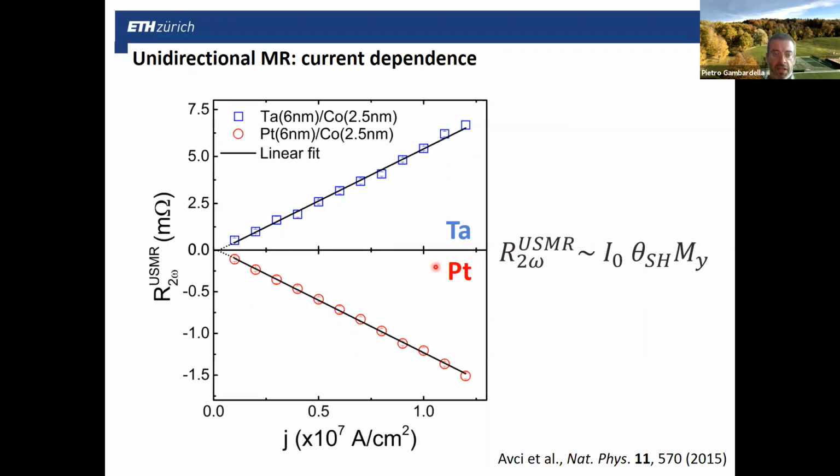So this effect scales with the current. So we have a resistance that increases with the current. That's just because the spin accumulation is proportional to the current itself. And it has opposite sign for tantalum and platinum conductors, again, because the sign of the spin orbit coupling in these two materials is opposite.